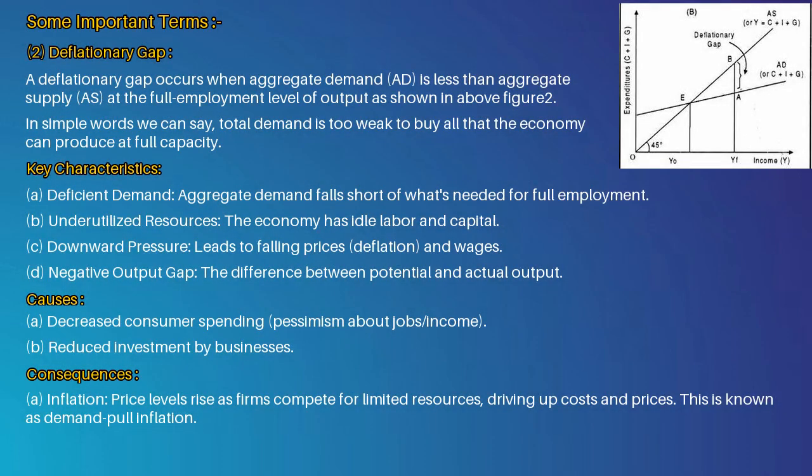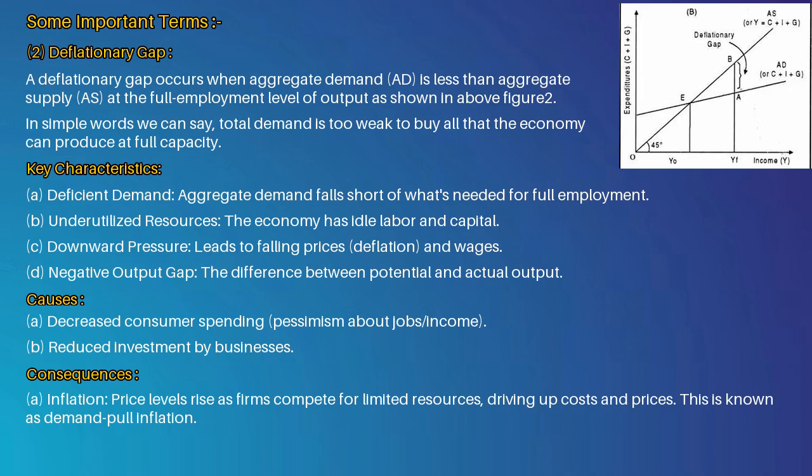2. Deflationary gap. A deflationary gap occurs when aggregate demand, AD, is less than aggregate supply, AS, at the full employment level of output, as shown in above figure 2. In simple words, we can say total demand is too weak to buy all that the economy can produce at full capacity. What are the main characteristics, or how can one identify that a deflationary gap occurs in an economy?